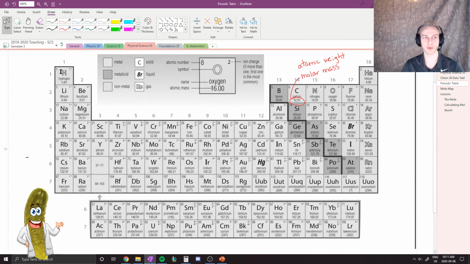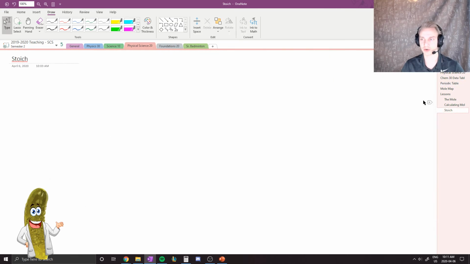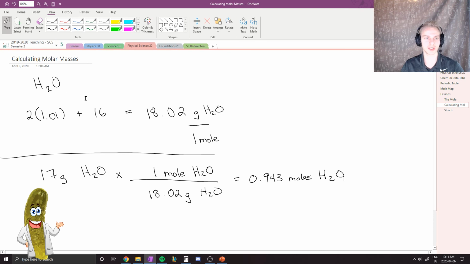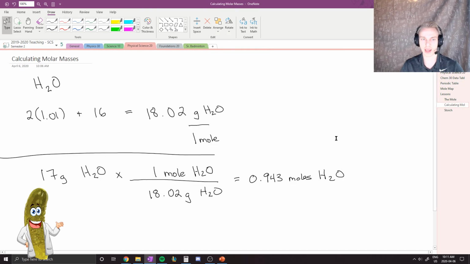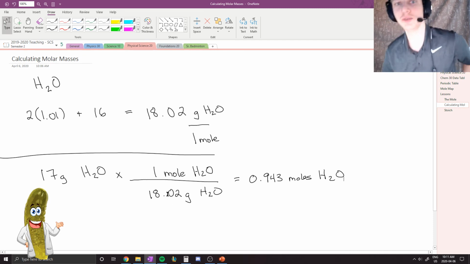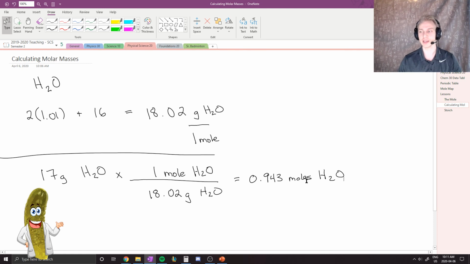So again, all of these values that we grabbed here were just pulled off of the periodic table. We said we had 2 hydrogens, so we multiplied this number by 2 as shown here. And then we said we had 1 oxygen, so we only need to take 1 of those 16 grams and add those two together, where we got the 18.02. And then this bottom example was just showing you how you would actually use that number. So that's how you calculate molar masses really quickly using subscripts and using the values off the periodic table. Hope you enjoyed.